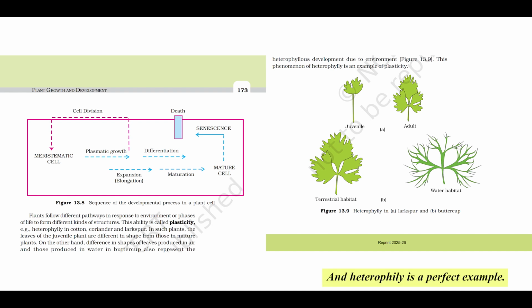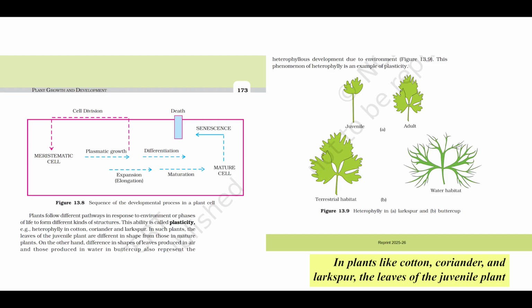Okay. And heterophily is a perfect example. Hetero means different. Phily means leaves. So different leaves on the same plant. How does that happen? Two main ways. In plants like cotton, coriander, and larkspur, the leaves of the juvenile plant are different in shape from those in mature plants.